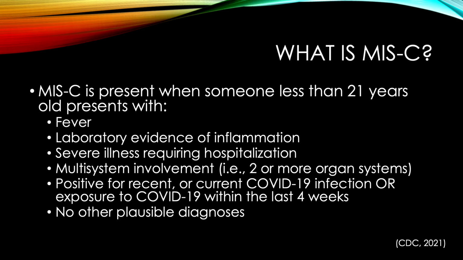So let's define MIS-C. What is it? MIS-C is defined as someone who's less than 21 years old and presents with fever, evidence of inflammation on their labs, severe illness requiring hospitalization, and multisystem involvement, which is 2 or more organ systems. They've also either had a known exposure or confirmed diagnosis of COVID-19 within the last 4 weeks. And there's no other plausible diagnosis for their syndrome.